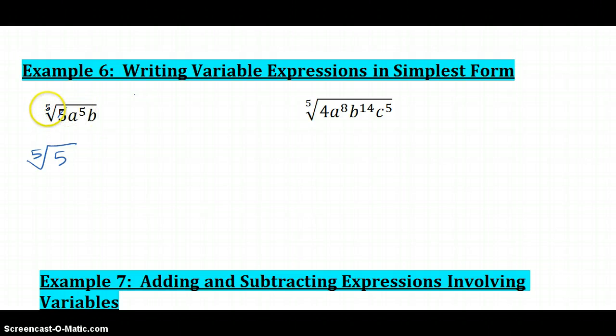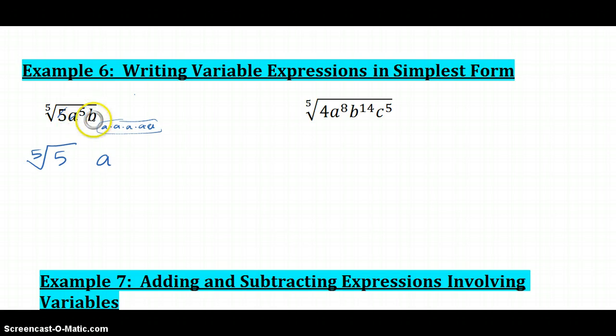Remember that this 5 is asking how many groups of 5 are there in a to the 5th. Well, a to the 5th means that there's 5 a's. So there's only one group of 5, so this is just going to be a. Now this can simplify, so this is going outside of the root, and it becomes an a.